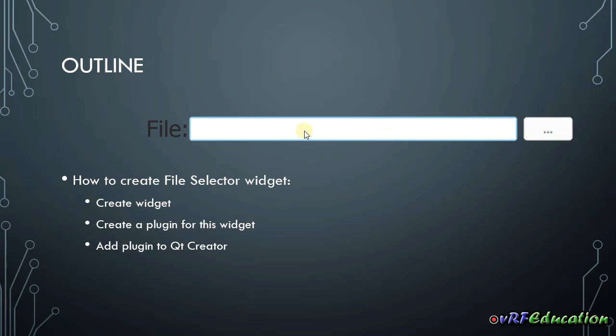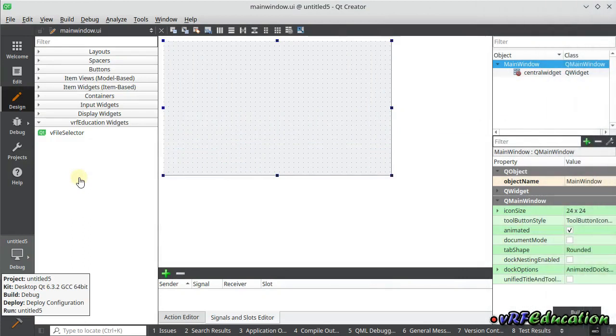So let's see how we can create this custom widget and also add it to the Qt Creator standard widget box. Okay, let's see what we will have at the end of this session. If we do all the steps together until the end of the session, we will have a custom widget inside our Qt Creator standard toolbox. I added it inside a group named VRF Education Widgets. This group will contain all the widgets that I create in this tutorial. So this is a file selector.